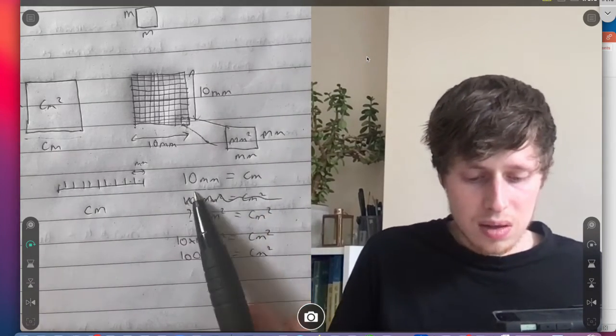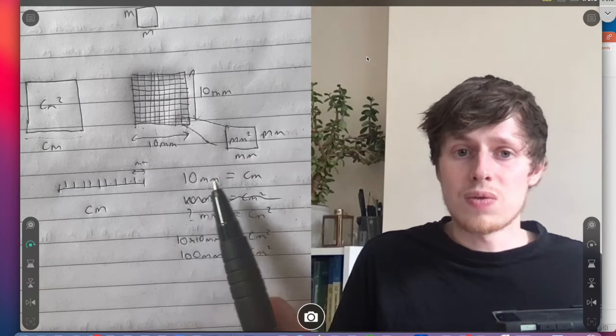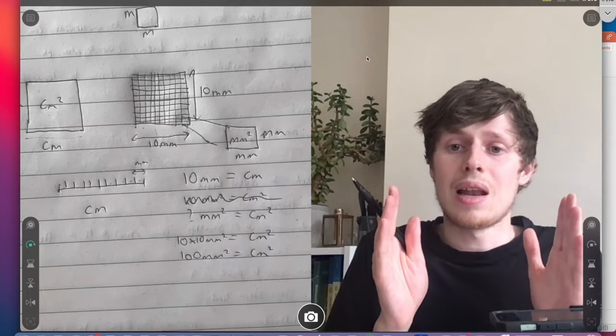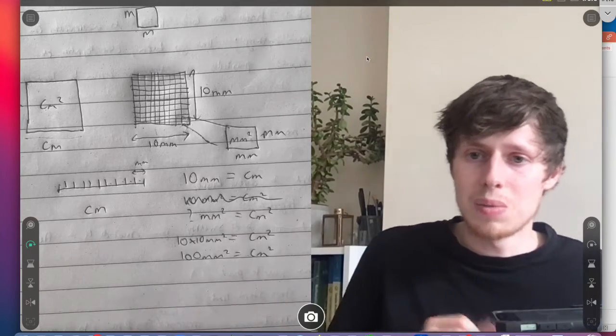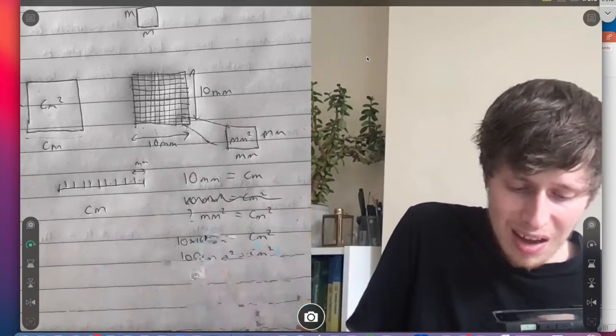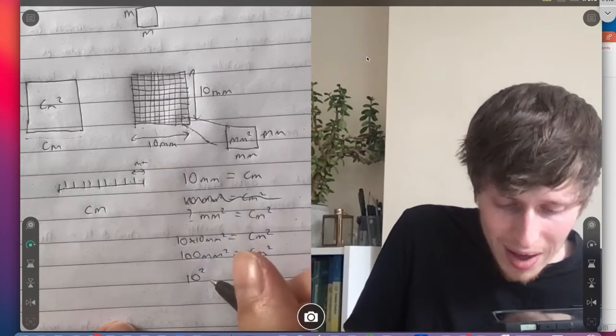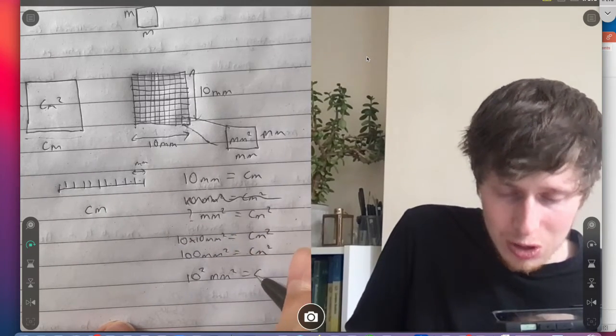Now look at this. Even though 10 millimeters fit into a centimeter, that's units of length. Actually, 100 millimeters squared fit into a centimeter squared. It's not the same. It's actually 10 squared millimeters squared that fit into a centimeter squared.